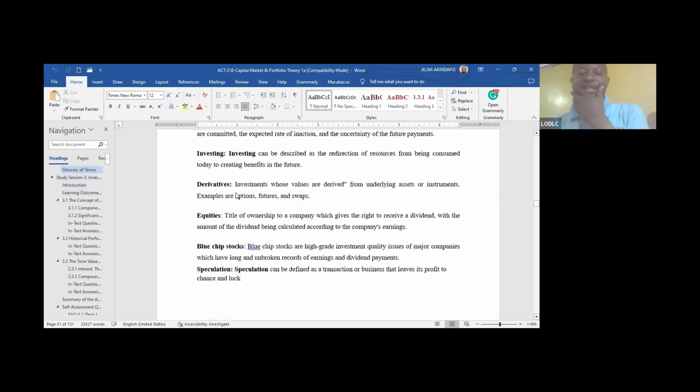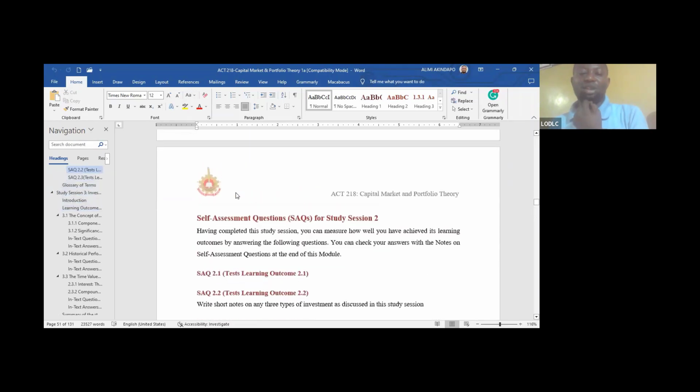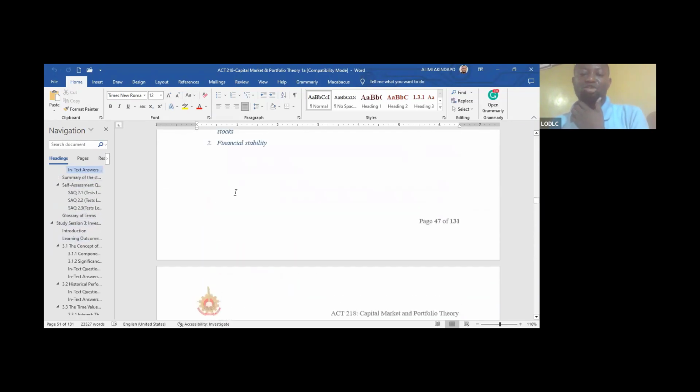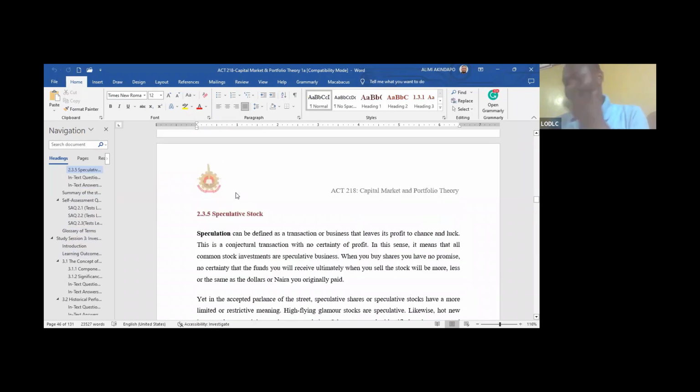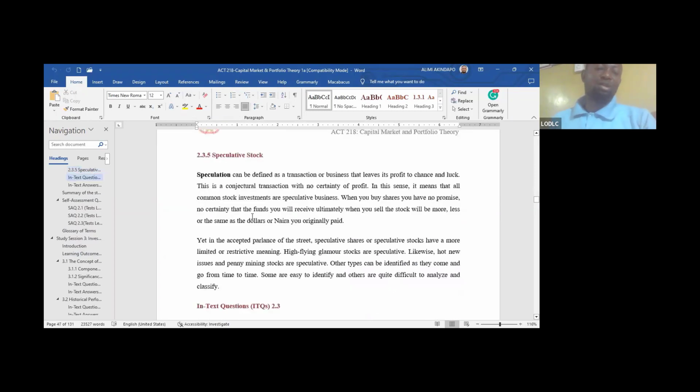Our previous class, we discussed study session 2, and this study session 2 talks about stock. So now today, we talk about the return and the risk that are associated with the investments. We'll be talking about stock, we'll be talking about shares.